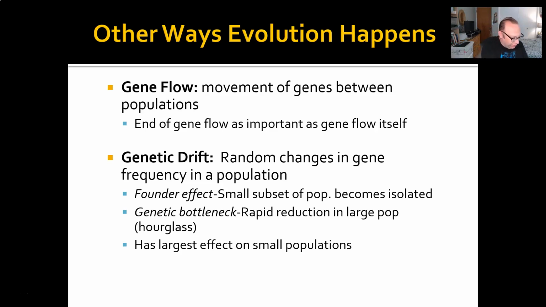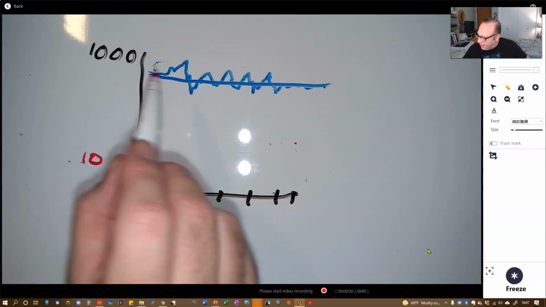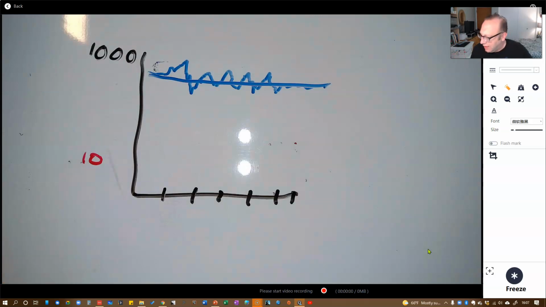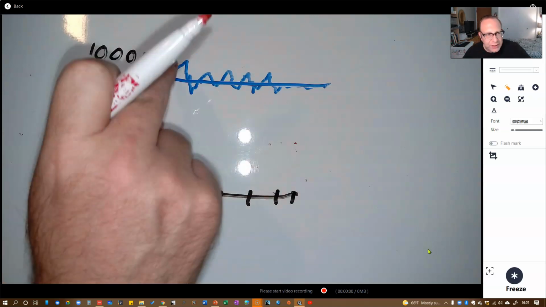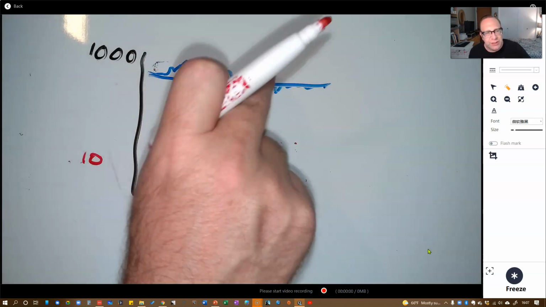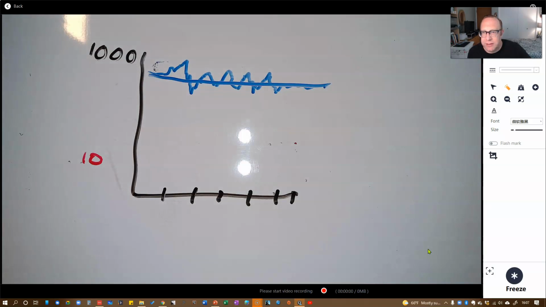Now, the deal with genetic drift is that it's more apparent in small populations than in large ones. And I'll show you why, right? If you've got a population of 1,000 individuals, and every generation, because of random chance, there's going to be slight fluctuations in the population size, in the gene frequencies, too, right?